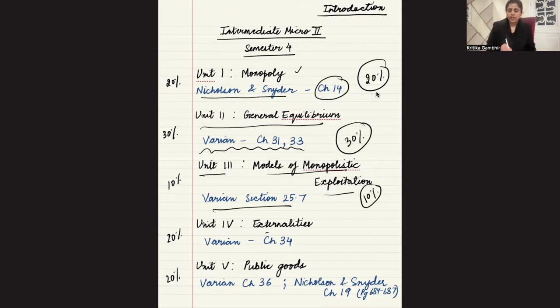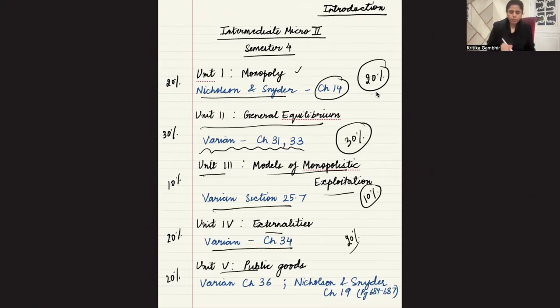Next, we move to externalities. We all know the definition of externalities as econ students, but we will get into the technicalities, solving things, approaching externalities from a mathematical angle, of course. For this, we return to our favorite Varian, chapter number 34. Weightage is fairly fine, 20% for one chapter, good enough.